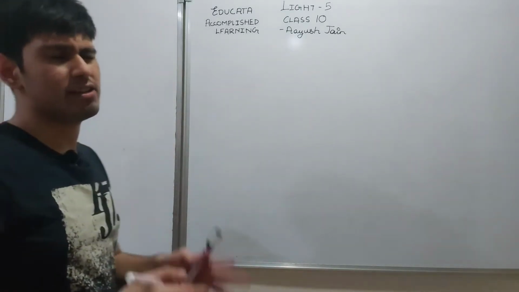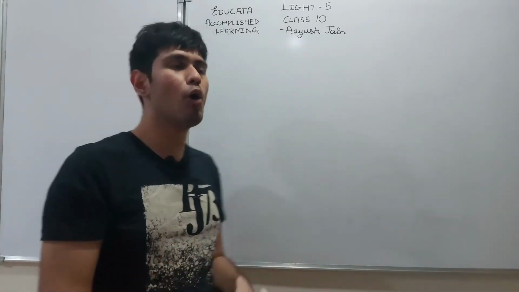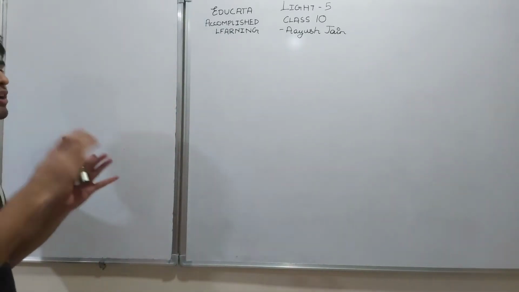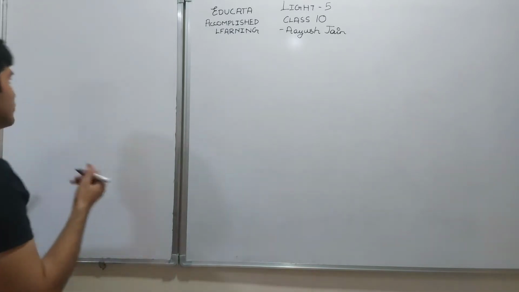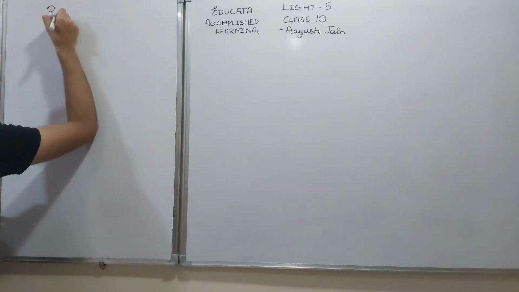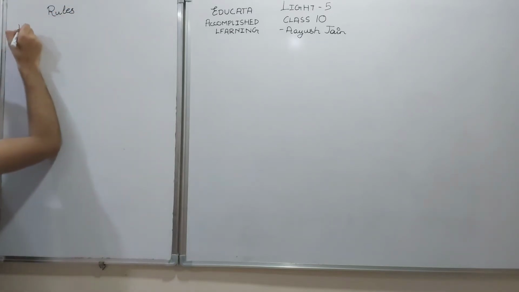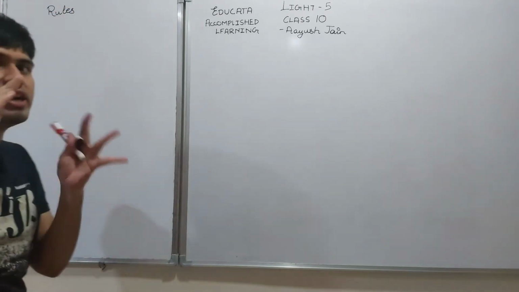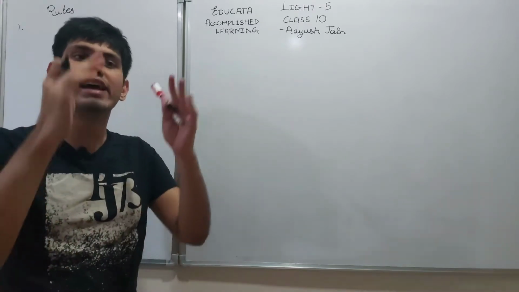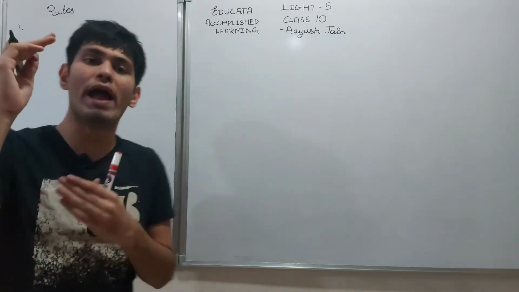But before starting, you should know how we can form the ray diagrams. Okay, what are the rules for making the ray diagrams? So first, the rules. What are the rules for ray diagram formation? The first rule that comes to our mind, that we have studied, is that the angle of incidence is always equal to the angle of reflection.